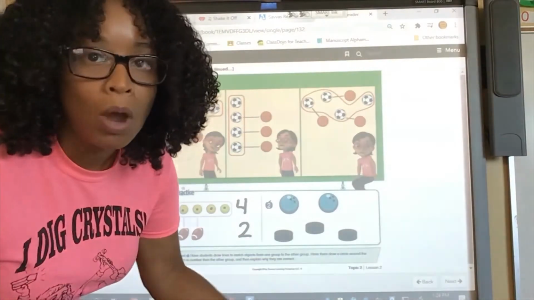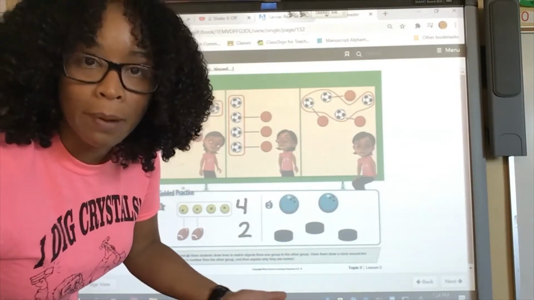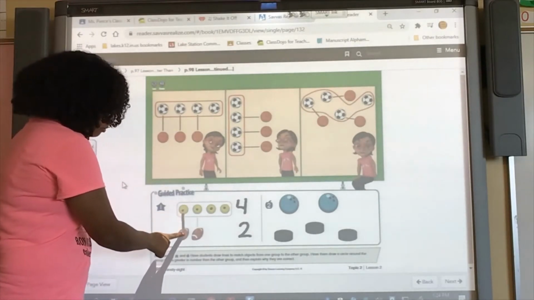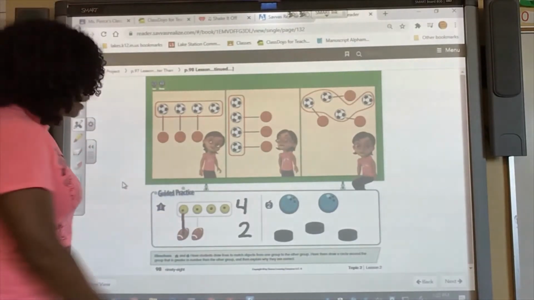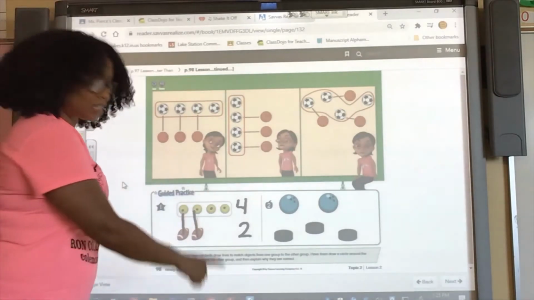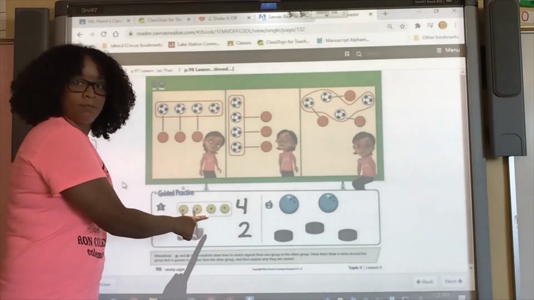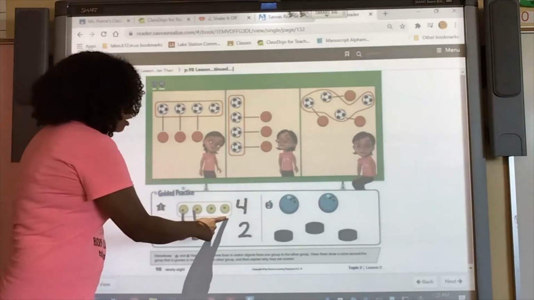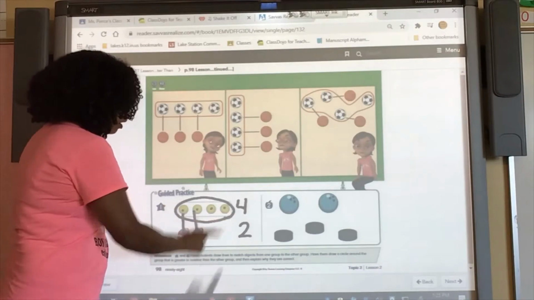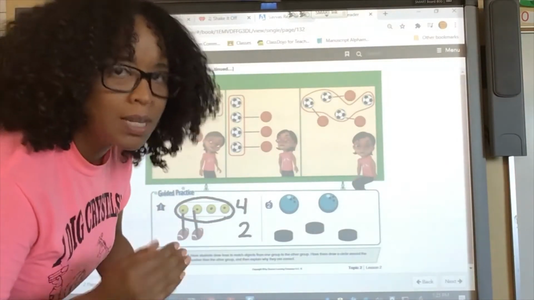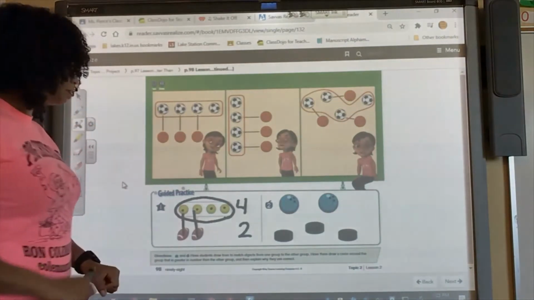And if we didn't want to count, we could just connect the partners. So this tennis ball has a partner with that football. This tennis ball has a partner with that football. Does this tennis ball have a partner? Nope. What about this one? Nope, it does not. So there are more tennis balls. So that is the group that is greater. There are more tennis balls than there are footballs.